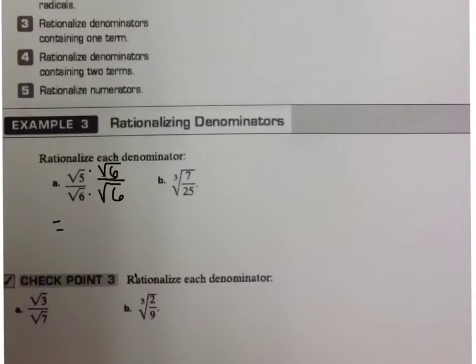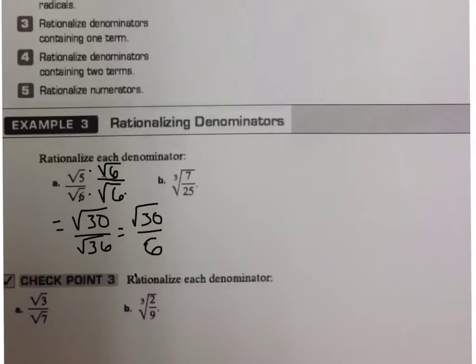So what you get when you do that, 5 times 6 is 30. On top you get the square root of 30. On bottom you get the square root of 36, which is just 6. So if I'm going to multiply the bottom by the same number, or square it, I'm just going to get that number back.